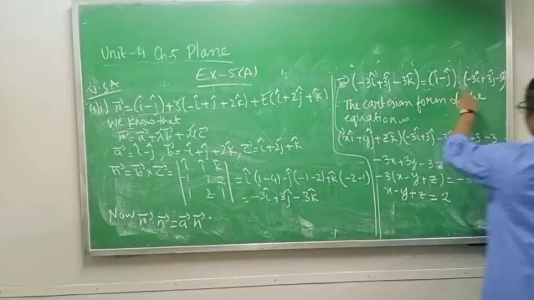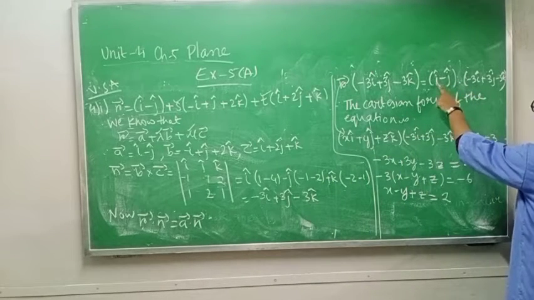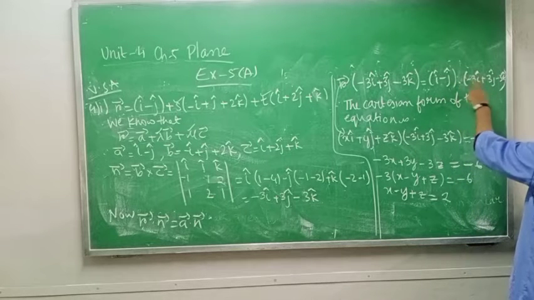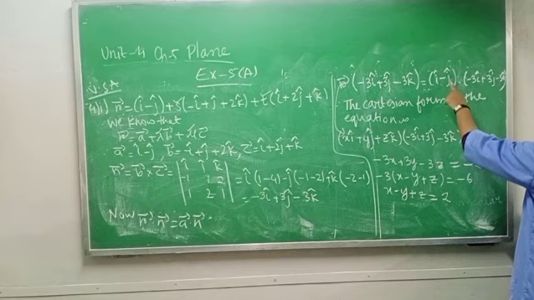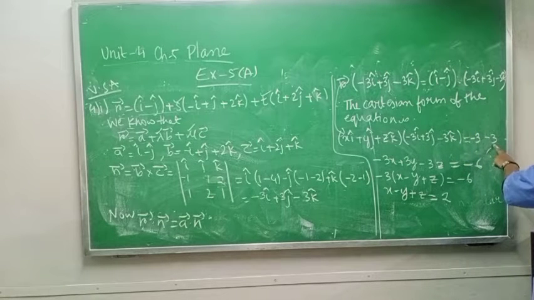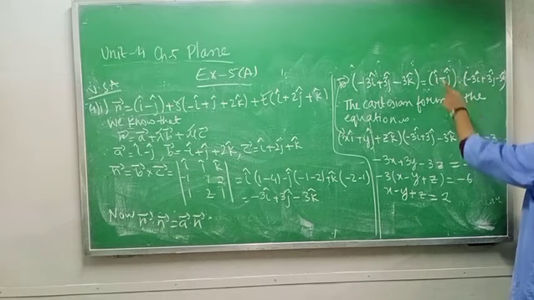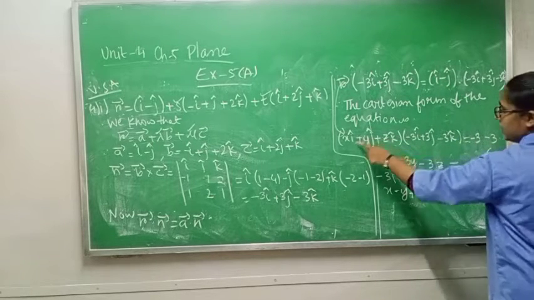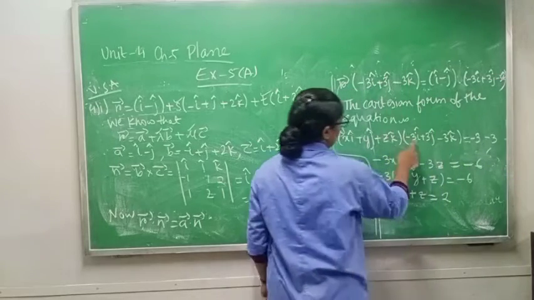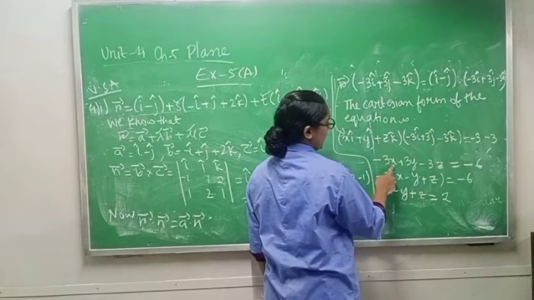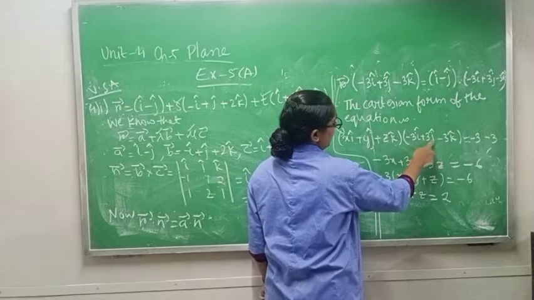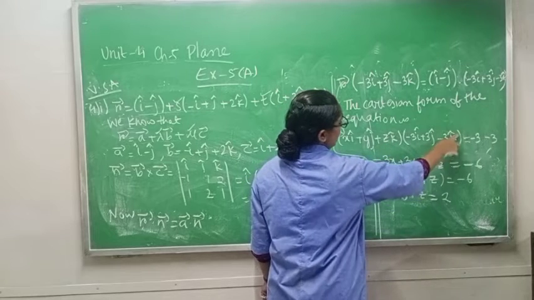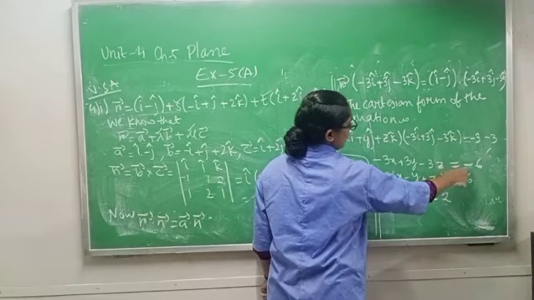And here when you multiply using the dot product, i into minus 3i will give you minus 3. Here j is present. Minus into minus, j into 3j will give you again 3. But here k is present, k is not present there, so k will be 0. You are getting minus 3 and minus 3. Now you will multiply this with this. x i into minus 3i will give you minus 3x. Plus y j into plus 3j will give you plus 3y. Plus z k into minus 3k cap will give you minus 3z equals to minus 6.